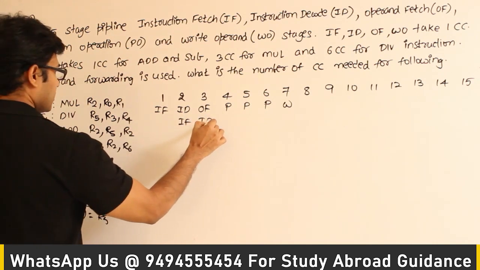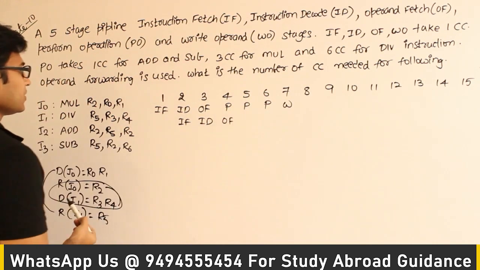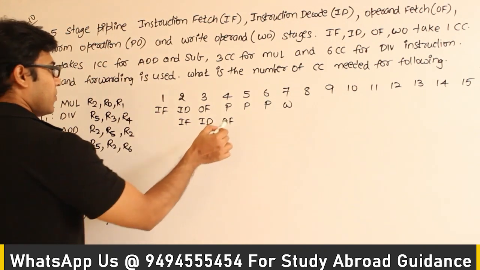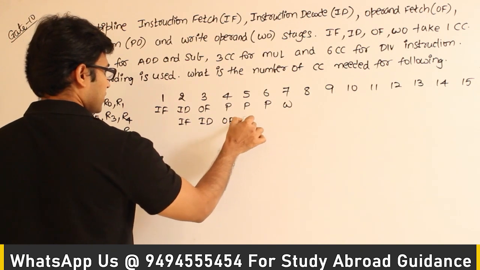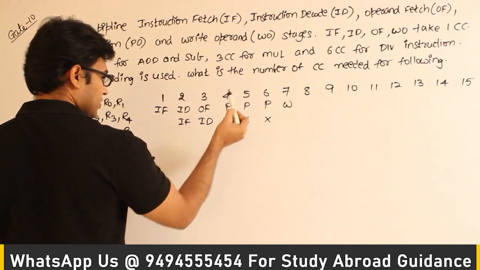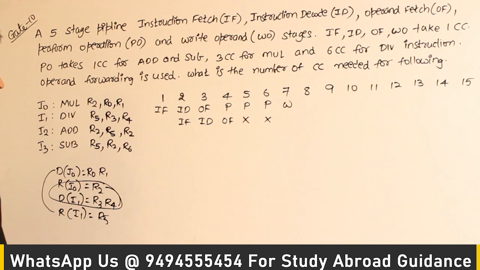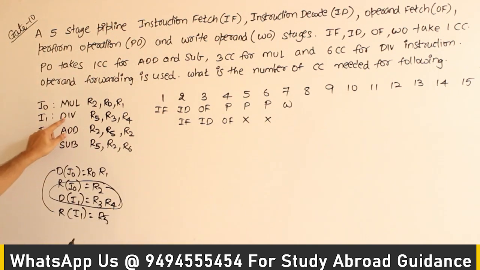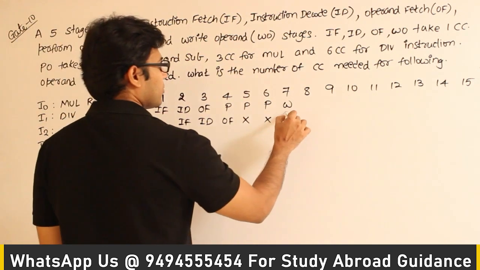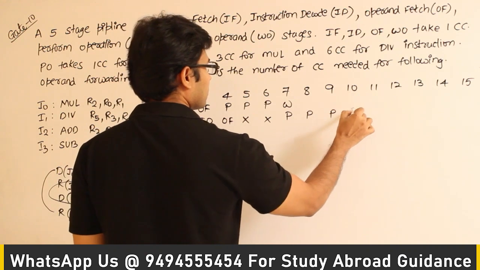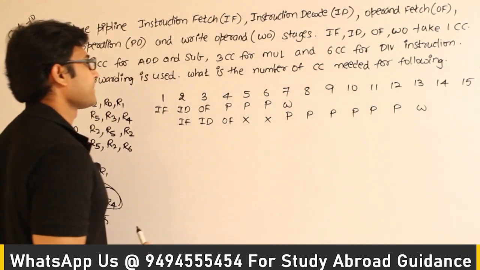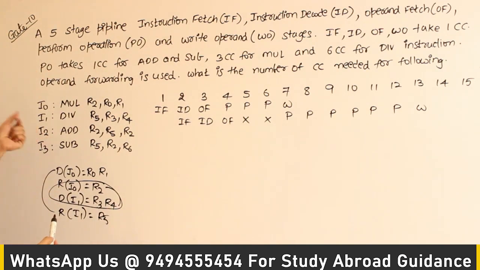Instruction fetch, instruction decode, operand fetch, and the next one is perform operation. So perform operation cannot start here because the first instruction is already using that phase. So only here you can start performing the operation. So what is the operation? Division, and we know that division is going to take 6 clock cycles. Therefore perform 1 2 3 4 5 6 and finally write back. Right, now I can start the next instruction.